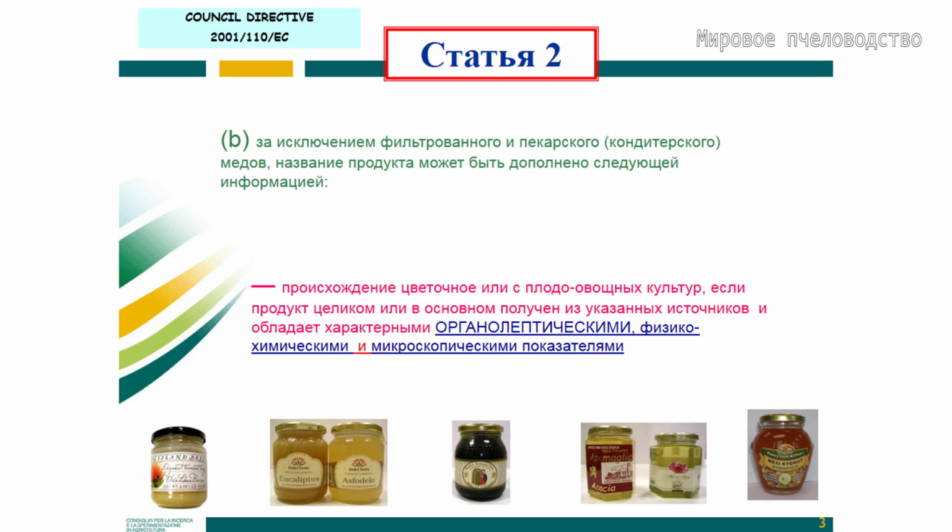Article 2 of the directive allows the production of different types of honey. This allows the beekeepers to differentiate the production on the basis of the botanical origin.